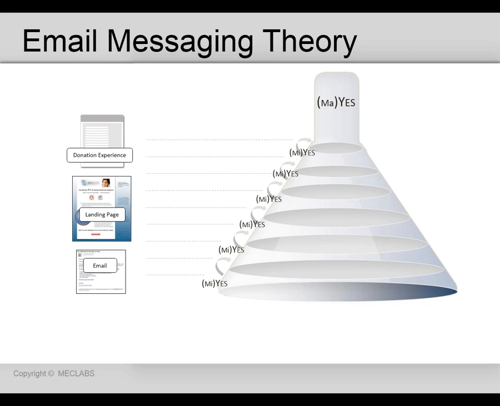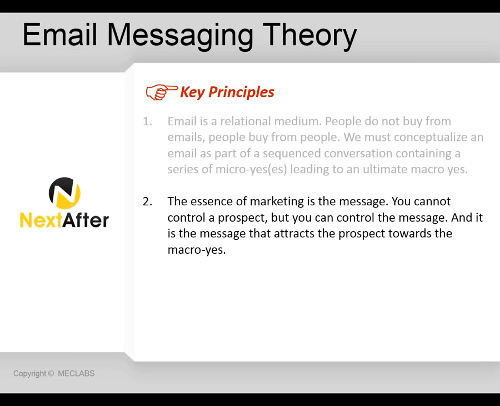So let's review key principle number 2. The essence of marketing is the message. You can't control the prospect. You can't control the people that come to your website, but what you can control is what information you put on that website. You can control the message. And it is the message that attracts people and pulls them towards this ultimate macro yes. So in the context of this funnel analogy, it is the message which is the force that propels people through the series of micro yeses that leads to the macro yes.